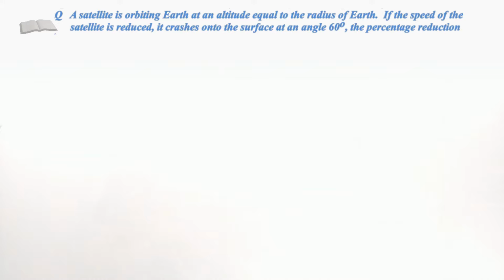A satellite is orbiting Earth at an altitude equal to the radius of Earth. If the speed of the satellite is reduced, it crashes onto the surface at an angle of 60 degrees. The percentage reduction in its speed is?